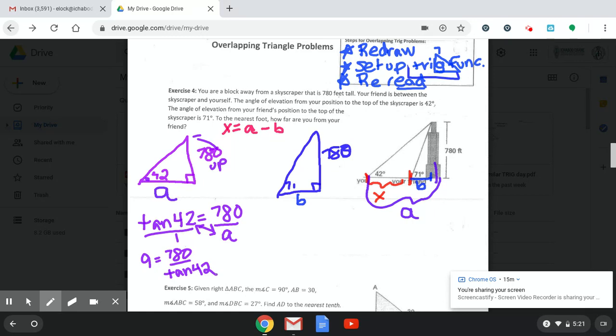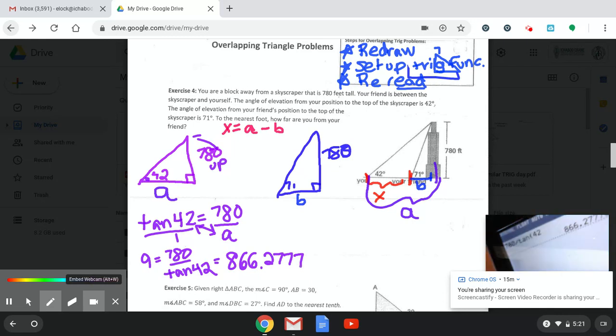So typing that into our calculator, we get 866.2777. So I'm going to write that decimal down carefully here. It gives me 866.2777.